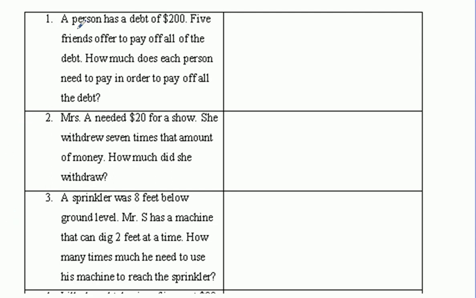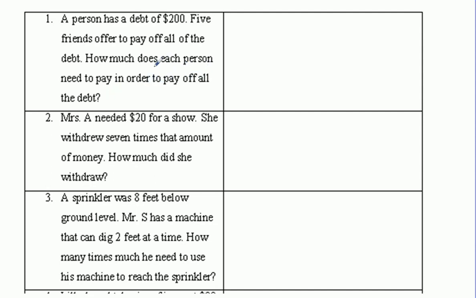So here we go. A person has a debt, that's how you pronounce that. You say the B silently, debt of $200. That means they owe someone $200. 5 friends offered to pay off all of the debt. How much does each person need to pay in order to pay off all the debt?